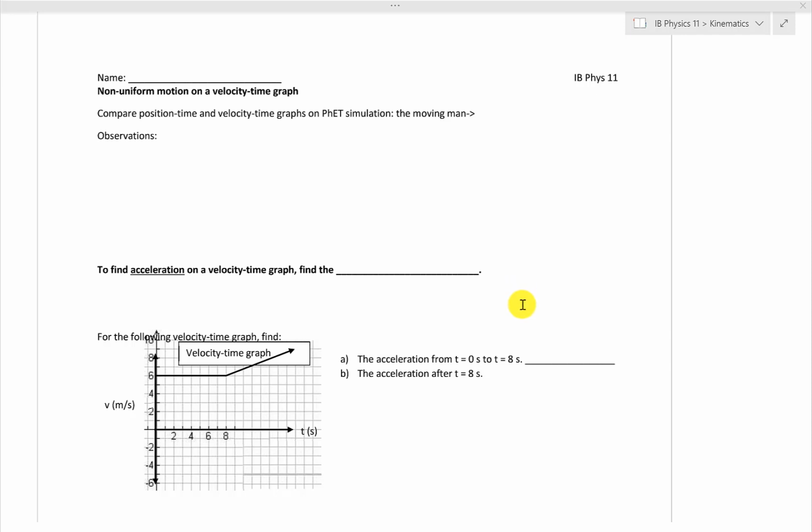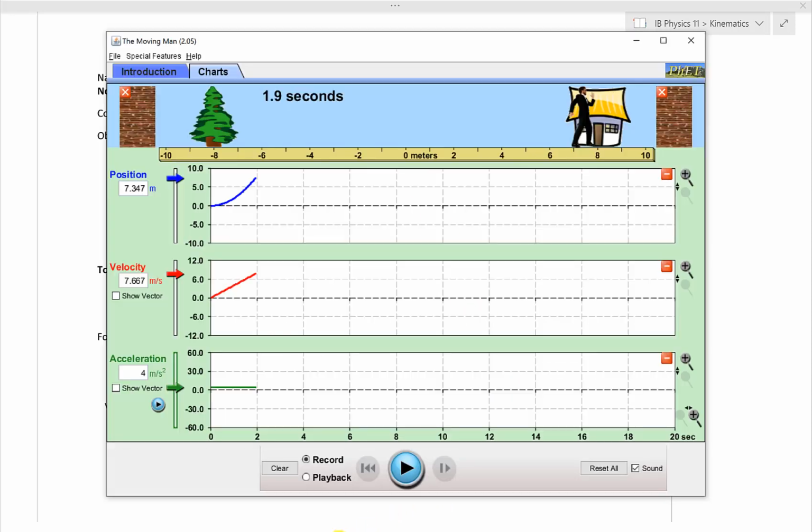So, before we do that, let's do a quick comparison between a position and a velocity time graph with acceleration using our moving man simulation. Okay, let's clear that. So, let's take a look at what happens if I give this man an acceleration. And let's just say I give him 1 meters per second squared of acceleration. See what that looks like. Okay, I'm going to play that.